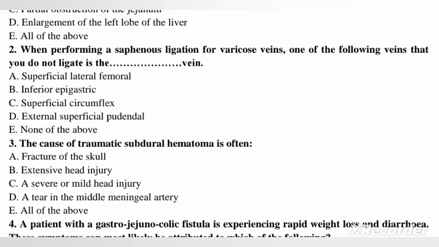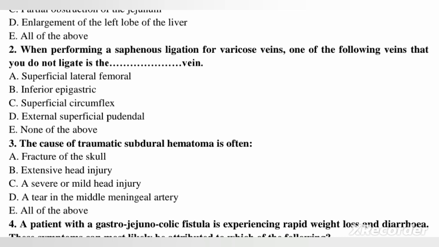Why? Because during a saphenous vein ligation for varicose vein treatment, the main tributaries of the great saphenous vein are ligated at its junction with the femoral vein. These tributaries include the superficial epigastric vein, not the inferior epigastric vein. They include the superficial circumflex iliac vein, which we can see there, the C option, which makes it correct. The superficial external pudendal vein, that is the D option, which makes it correct. And the superficial lateral femoral vein, the A option.